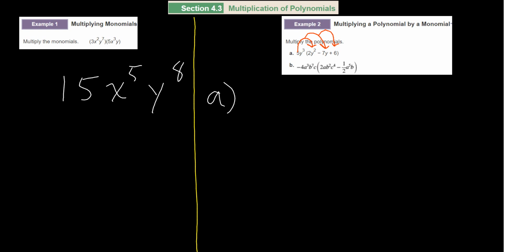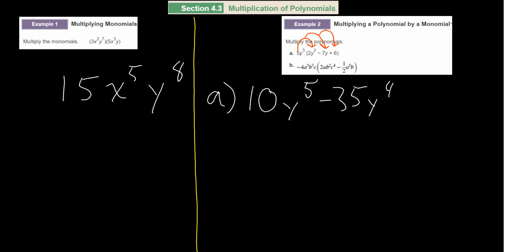So 5y cubed times 2y squared. Well, 5 times 2 is 10. Y to the third times y squared is y to the fifth. 5 times negative 7 is negative 35. And then y cubed times y is y to the fourth.